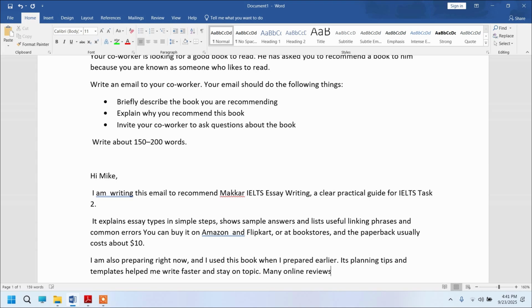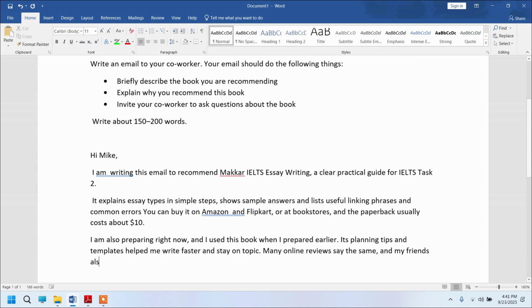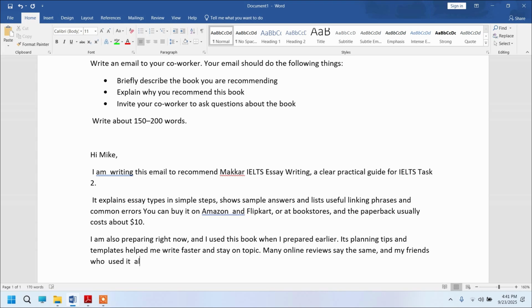Many online reviews say the same, and my friends who used it, now I'll say also, praised its up to date topics, clear, let's say, sample models, and easy structure. It is exam focused without being heavy.